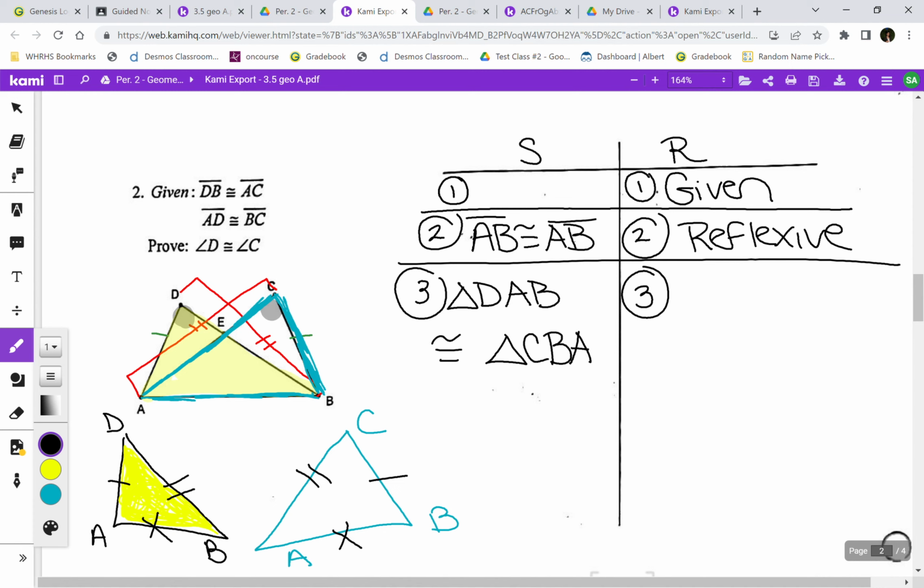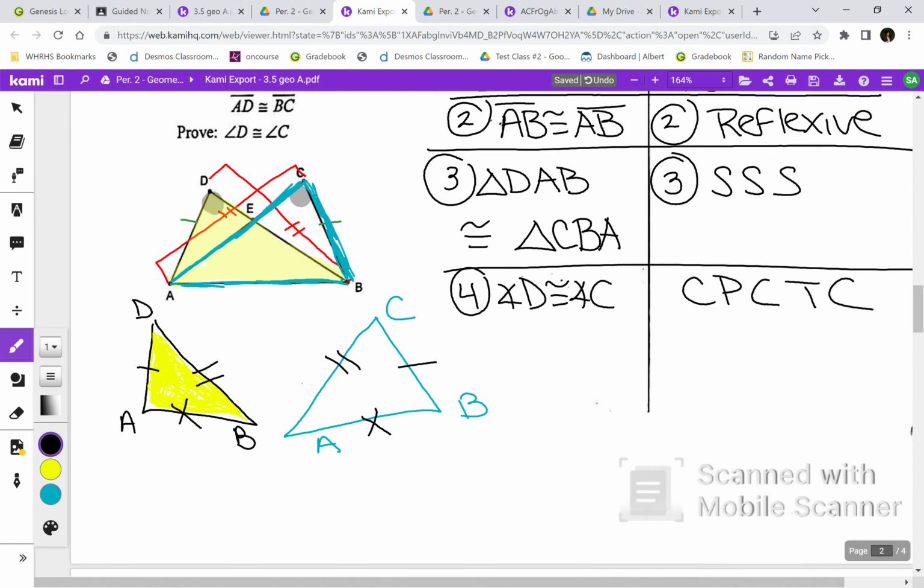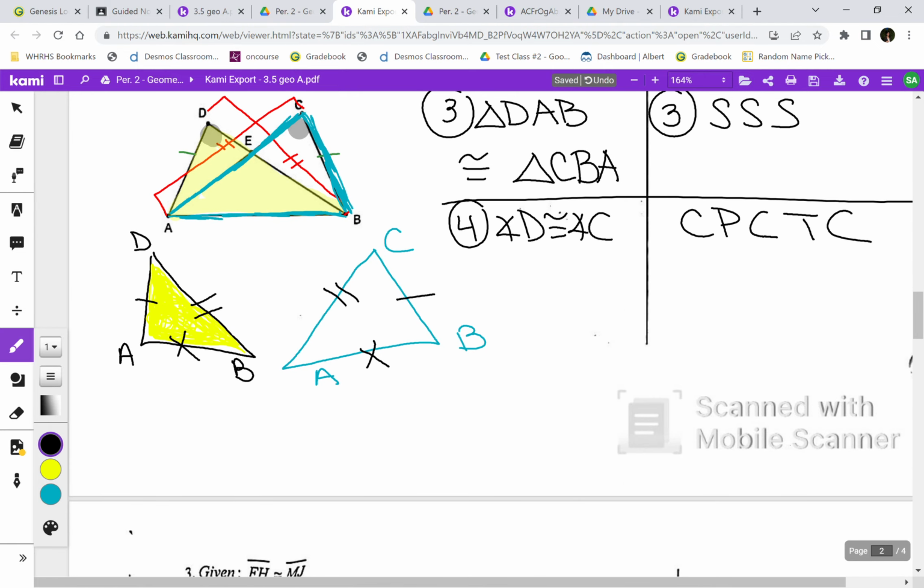And what is that reason going to be? SSS. Now that the triangles are congruent, I'm going to look. We need to prove D and C congruent. Are angles D and C part of those triangles? Yeah. So then I can say that angle D is congruent to angle C. Who knows the reason? Jocelyn? You got it, CPCTC. Corresponding parts of congruent triangles are congruent.